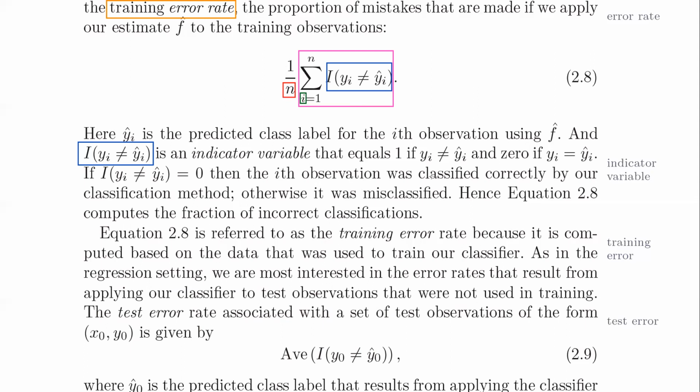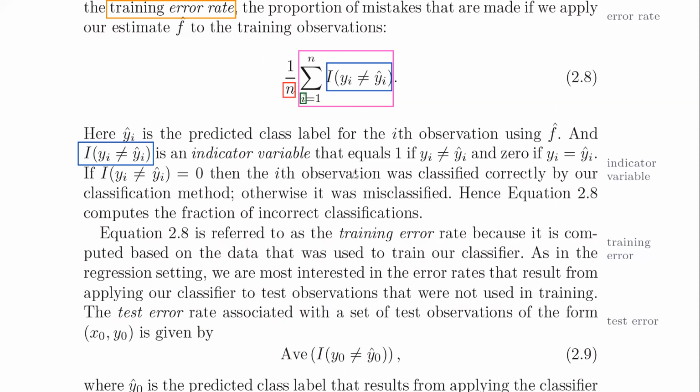So if it's 0, the ith observation was classified correctly by our classification method, by our model. Otherwise, it was misclassified. You either got it right or you got it wrong. Hence, equation 2.8 computes the fraction of incorrect classifications. Equation 2.8 is referred to as the training error rate because it is computed based on the data that was used to train our classifier. As in the regression setting, we are most interested in the error rates that result from applying our classifier to test observations that were not used in training.